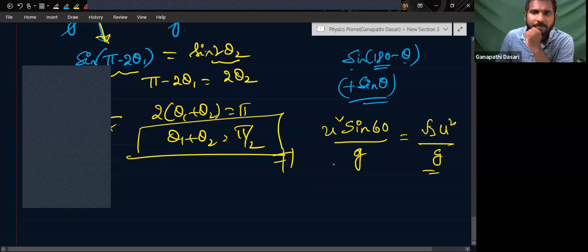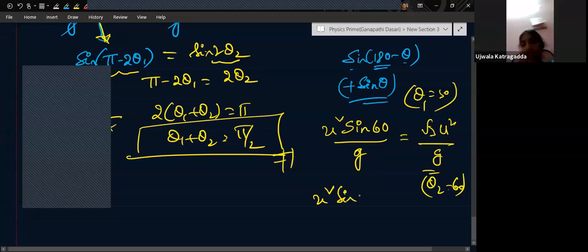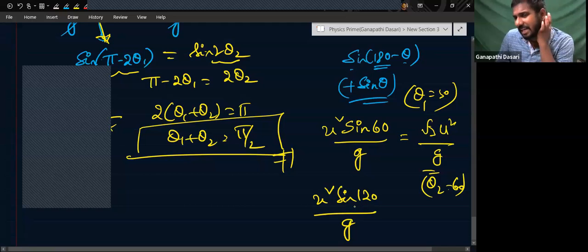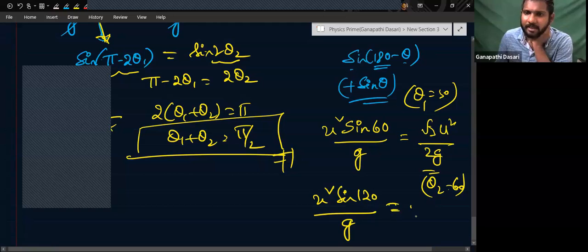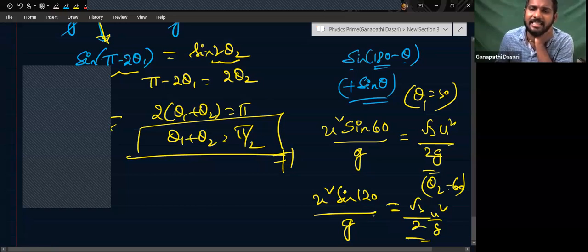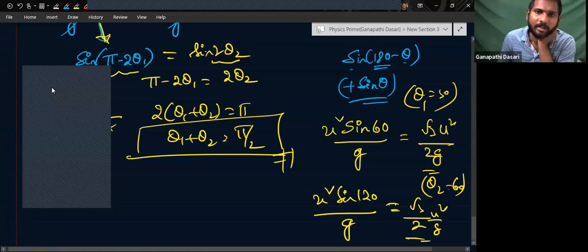Yes, sir. I took theta 1 to be 30 degrees. Take theta 2 to be 60 degrees. Let me solve. u square sine 2 theta 2, that is sine 120, by g. What is sine 120? Sine 60, again root 3 by 2. It will be root 3 by 2 u square by g. That means for 30 degrees and 60 degrees, the range is the same or not? Yes, sir. That is one important point.